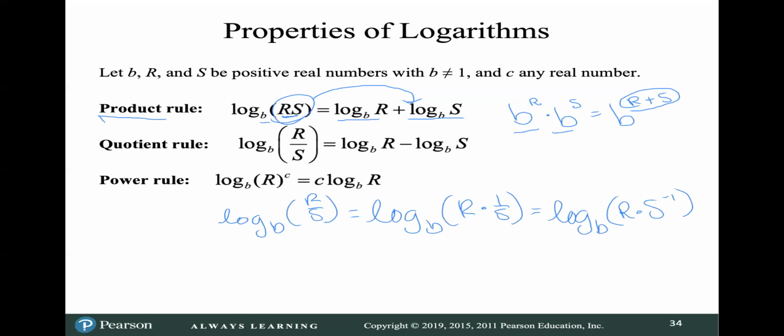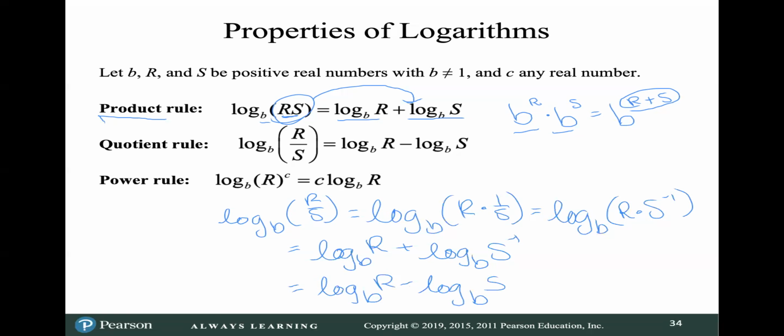Okay, well, because of that negative 1, I can write this as log base b of r plus log base b of s inverse, or s to the negative 1, the reciprocal of s. And we're saying that that equals log base b of r minus log base b of s. So what we've done is we've taken that negative 1 and we've used it as a coefficient instead of an exponent. So that ties us together. The quotient rule ties us into what we call the power rule.